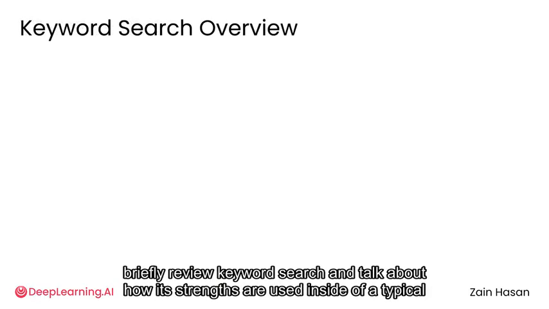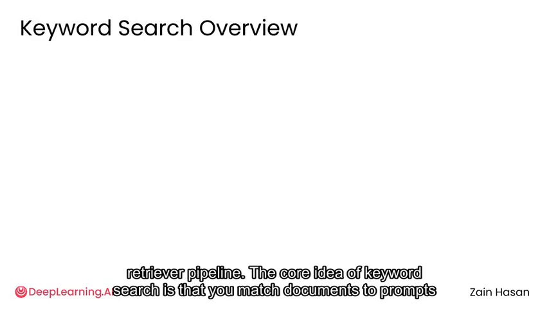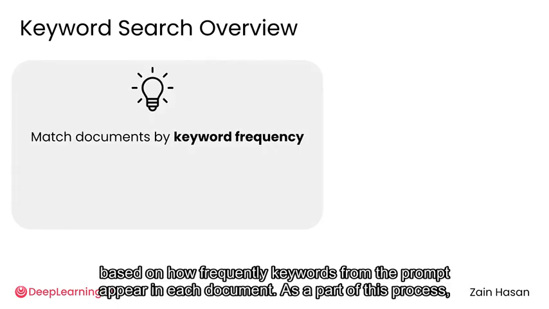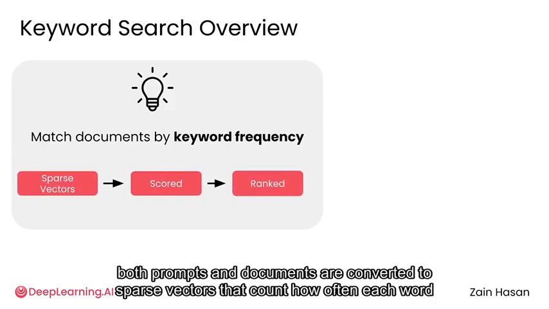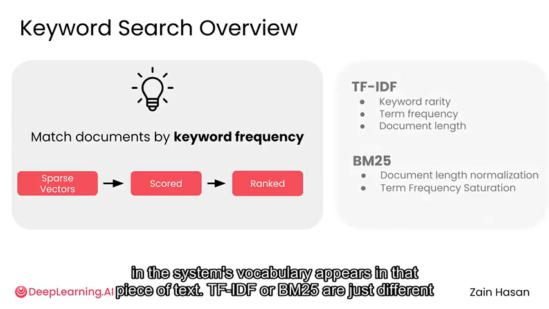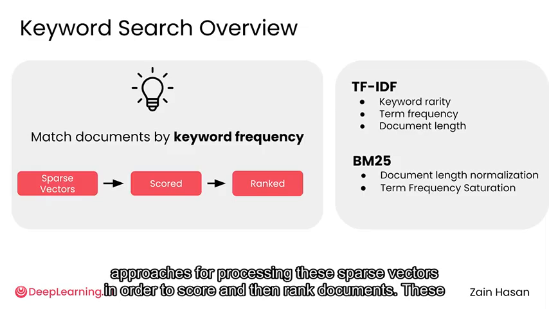Let's briefly review keyword search and talk about how its strengths are used inside of a typical retriever pipeline. The core idea of keyword search is that you match documents to prompts based on how frequently keywords from the prompt appear in each document. As a part of this process, both prompts and documents are converted to sparse vectors that count how often each word in the system's vocabulary appears in that piece of text. TF-IDF or BM25 are just different approaches for processing these sparse vectors in order to score and then rank documents.